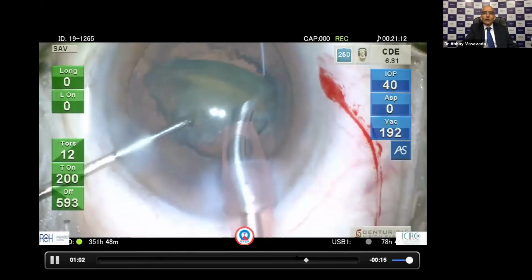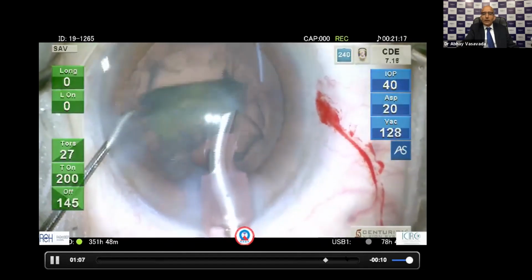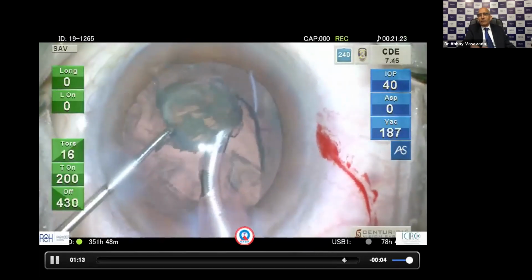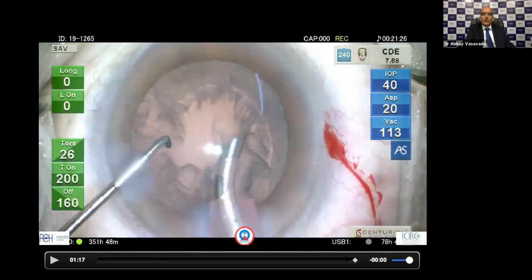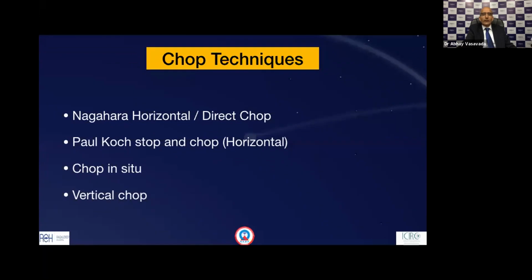Once you divide, you need to be careful about the plane at which you're removing. Try to be away from the cornea. Notice the parameters once again: 40 IOP, about 58, 60 centimeter bottle height, 20 cc flow rate, and appropriate vacuum. So take your time, and it's done in a very controlled manner. But it is a chop technique which is very useful and reduces the energy delivery, and Nagahara came up with this concept of horizontal chop, which can be done without creating a space, also known as a direct chop. And then Dr. Koch modified it to stop and chop.